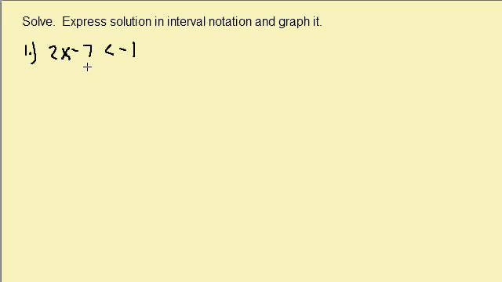So here, let's add 7 to both sides. So we get 2x is less than 6. Divide both sides by 2. We get x is less than 3.